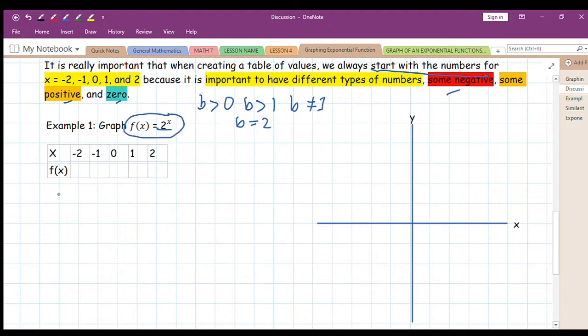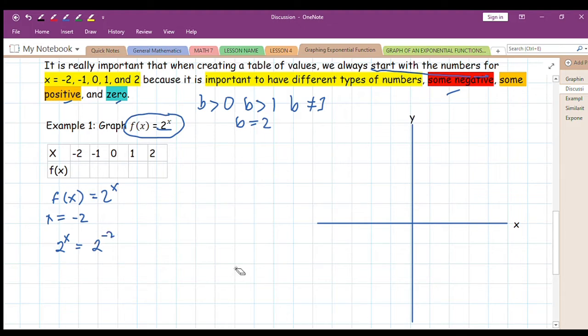So we have f of x is equal to 2 raised to x. Now first we're going to let x be equal to negative 2. Ano po? Because this will be our first value in the table of values for us to be able to get the value of f of x. So now we have to solve that. We have to input x. We have 2 raised to x will become 2 raised to negative 2.